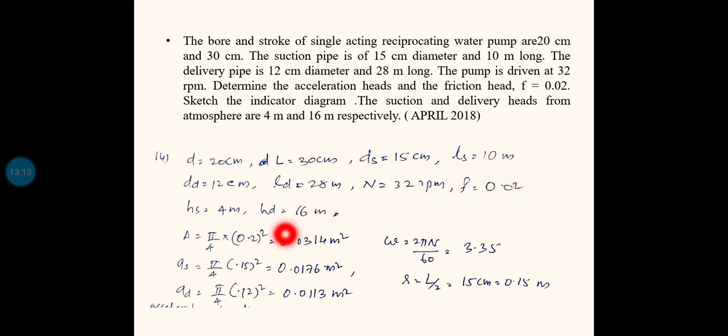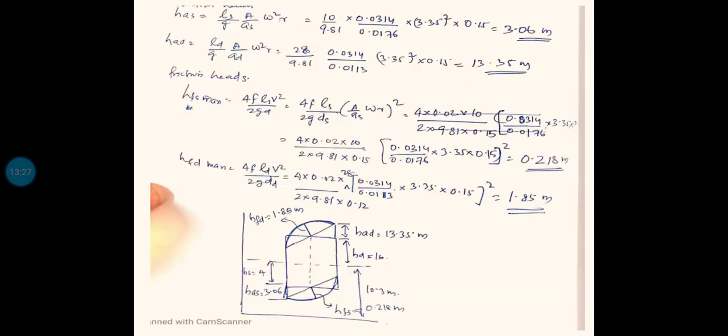Now, the area of the cylinder we have calculated. The area of the suction pipe a_s we have calculated. The cross-section area of the delivery pipe we have calculated, and we have omega equal to 2 pi N by 60. That also we can directly calculate. Crank radius R is equal to L by 2. That also is directly available.